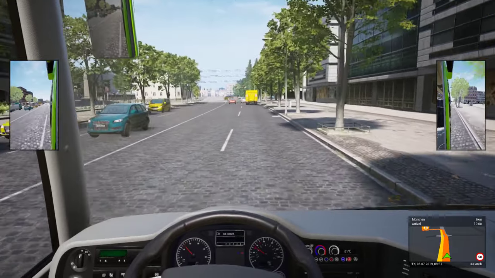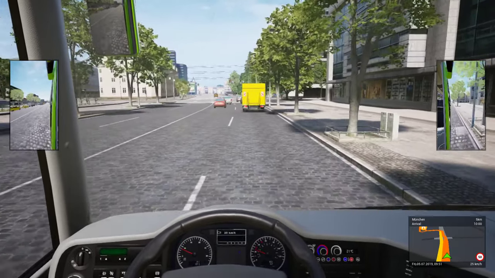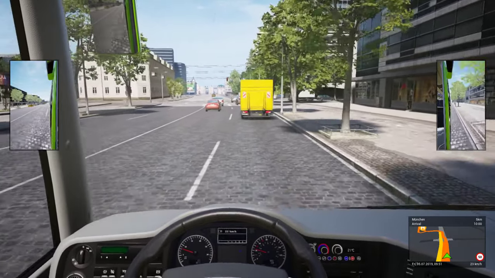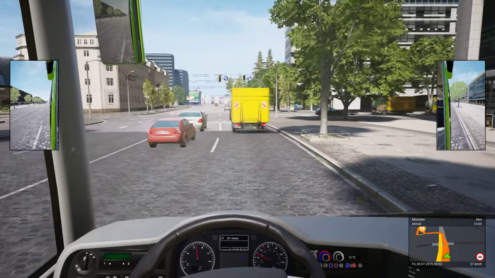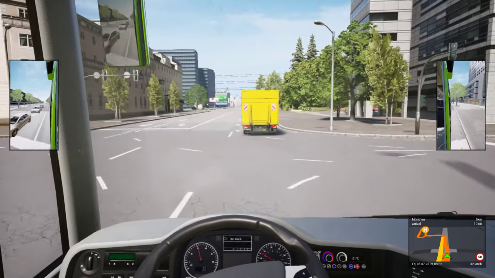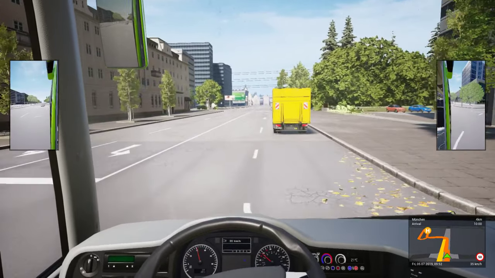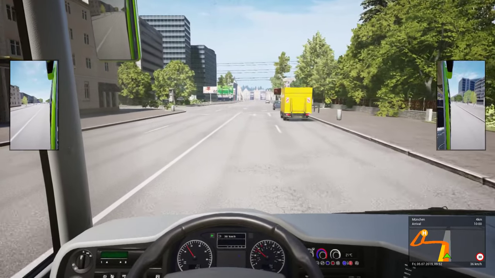Traffic density is still on 100, of course, so it is on maximum. You could turn down the traffic density and there would obviously be less traffic. Whether you need to do that because of certain days, I don't know. I'd rather just find a way to cope with it rather than turn the traffic density down, because I like having it on 100.